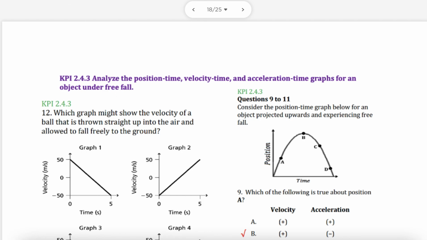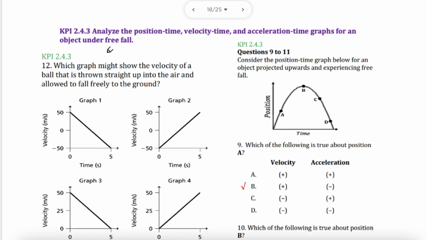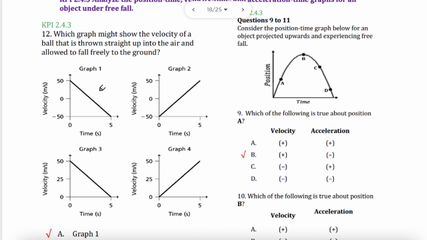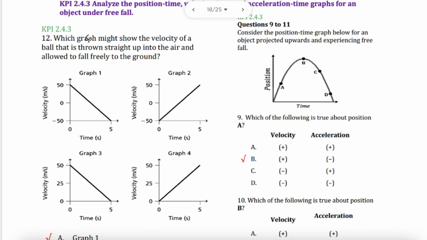So in this video I'm going to continue with the practice questions for grade 9 ASP for the end of term 1 exam. We're still talking about objects under free fall, and now we're looking at graphs related to them for a little while. So let's see.